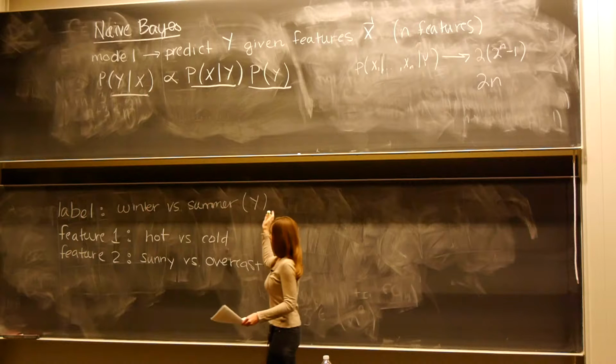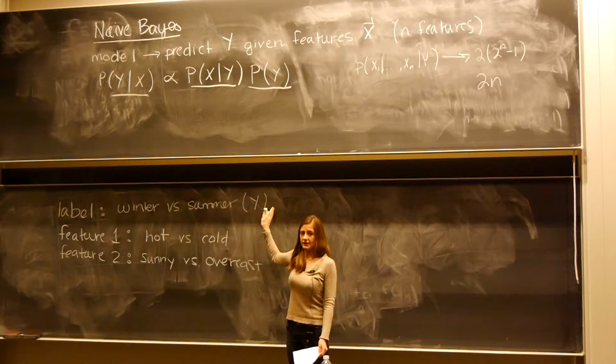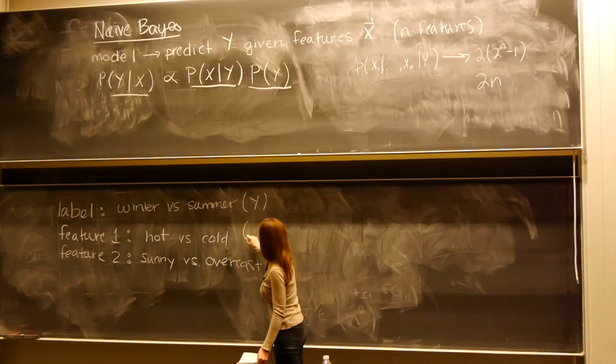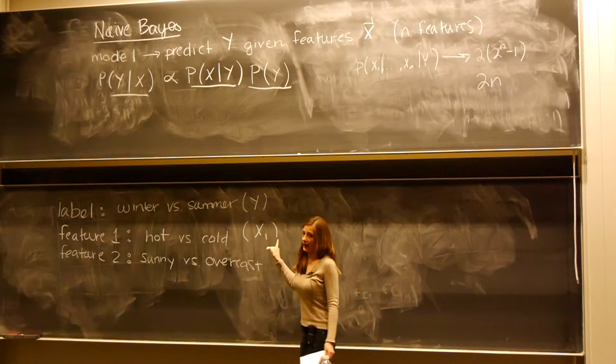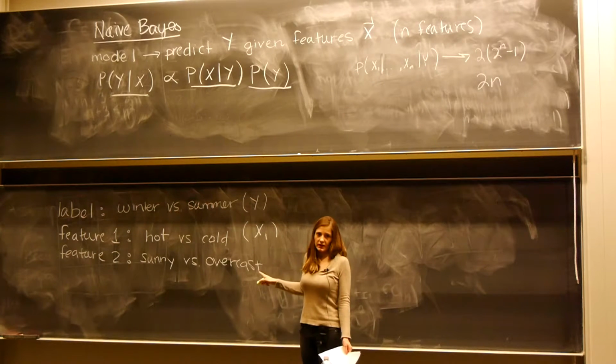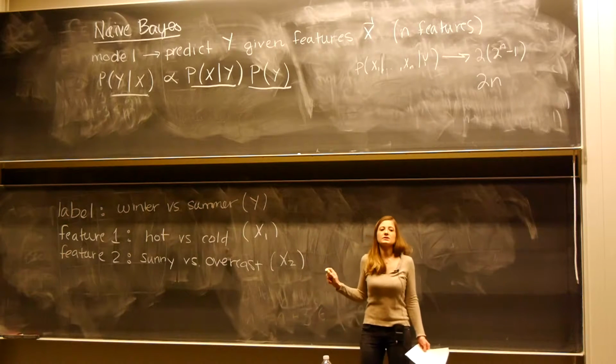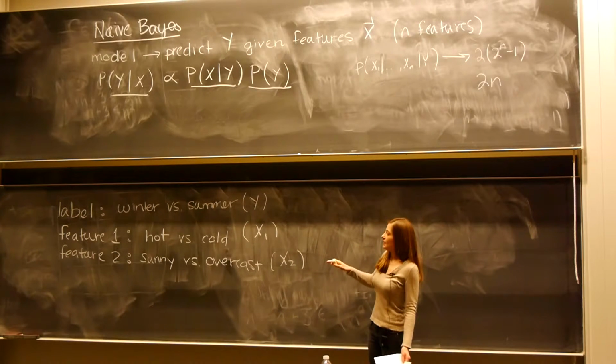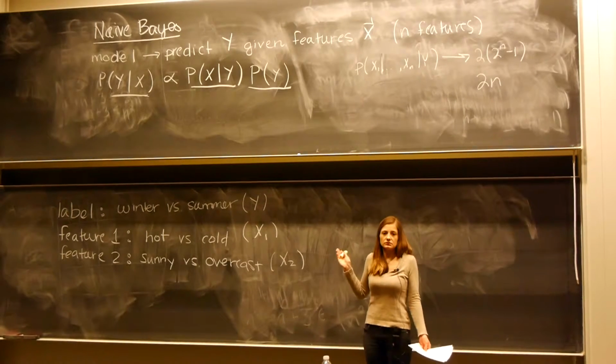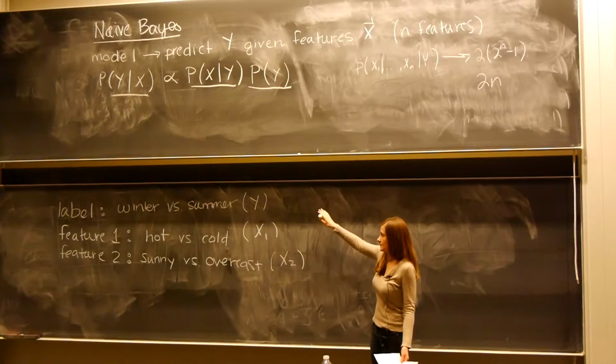Okay? So winter versus summer is y, your label. Hot versus cold is your first feature, so we'll call this x1. And then sunny versus overcast is your second feature, so we'll call this x2. Okay? And basically, when you're training a classifier, what you're going to be given is a bunch of data.